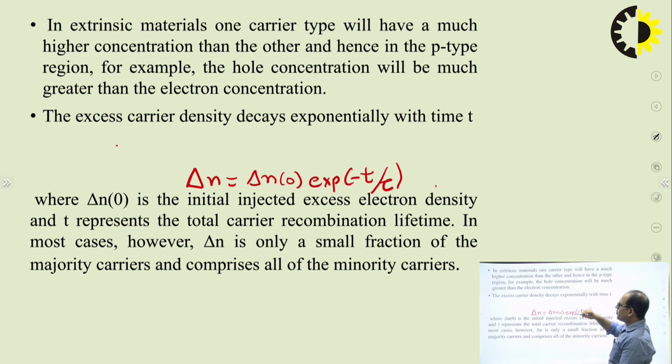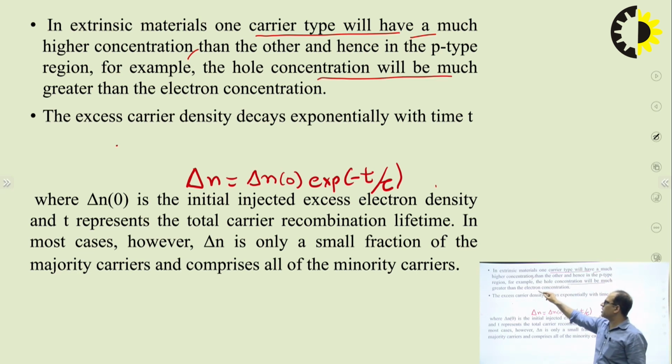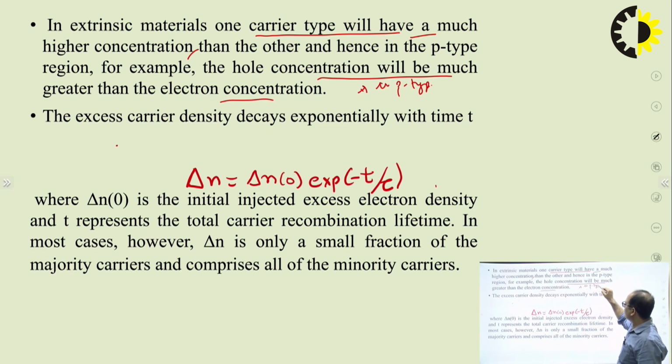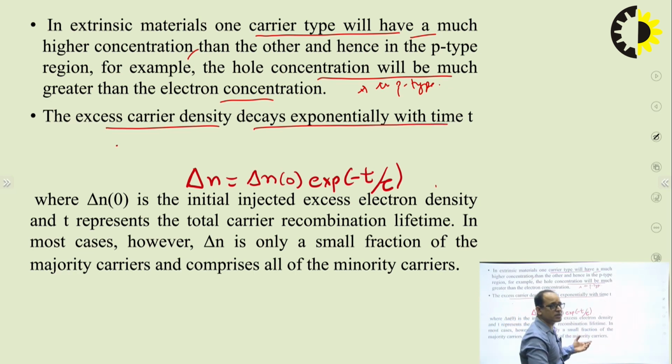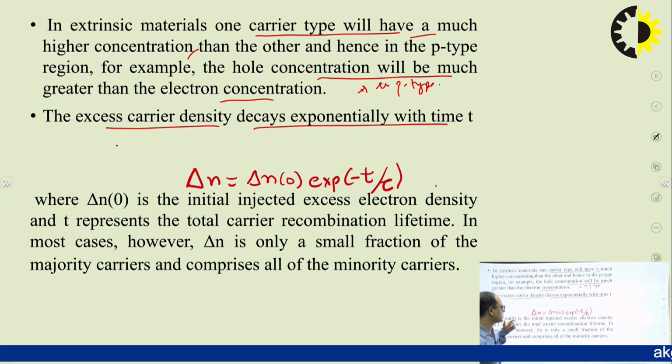When we are doping an extrinsic material, one carrier type will have a higher concentration compared to the other type. So the hole concentration will be much greater than the electron concentration in the p-type region. Due to recombination, the excess carrier density decays exponentially with time. As the recombination takes place, the excess electron density decays exponentially with time.